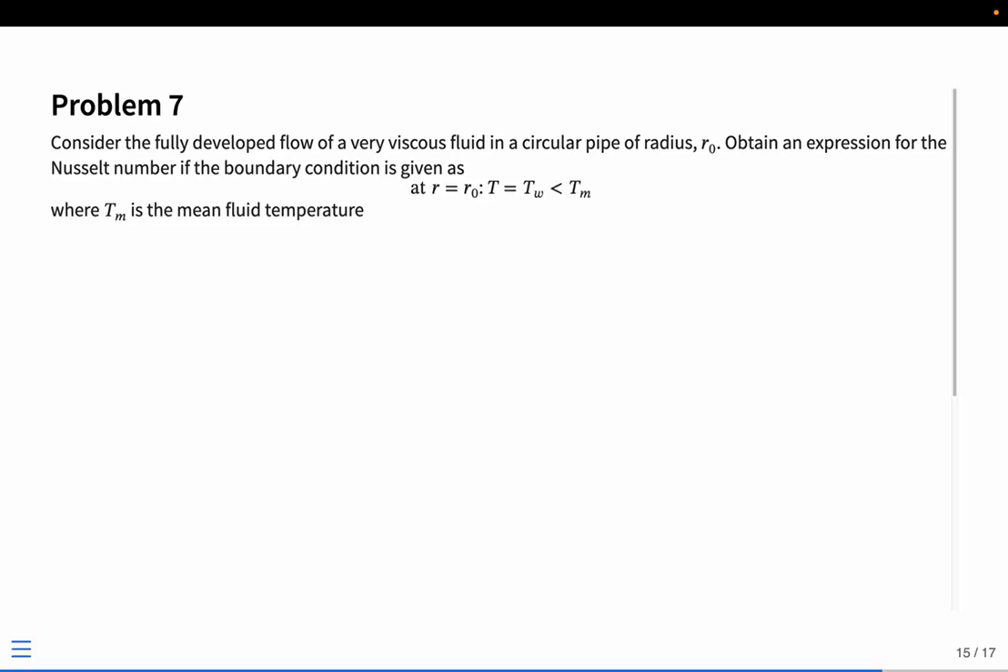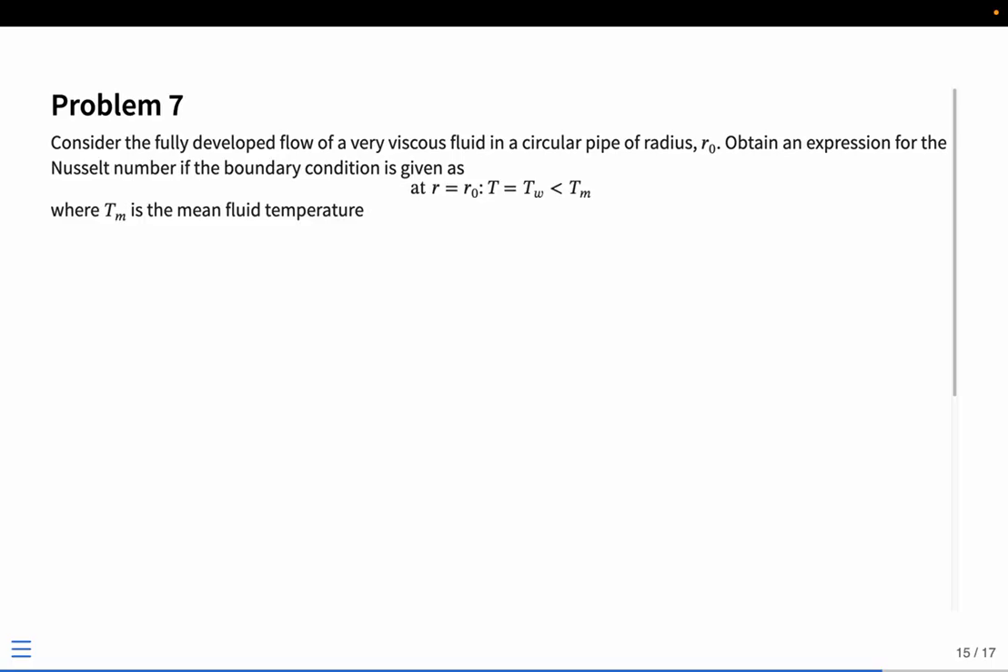In the lecture videos, we have done this for a parallel plate, for a plane fluid flow, where you have one stationary wall and the other wall moving with a constant velocity. Now we're changing the problem a little bit. You have both sides stationary, and the cross section is not a plane channel but a circular pipe. So determine the Nusselt number for this case.